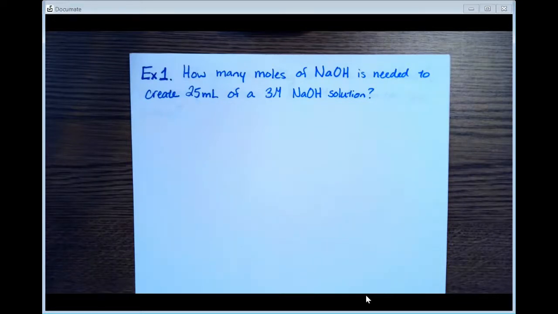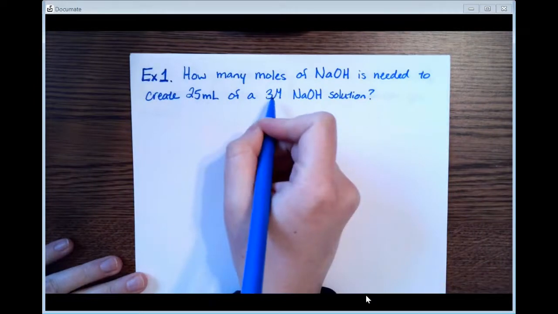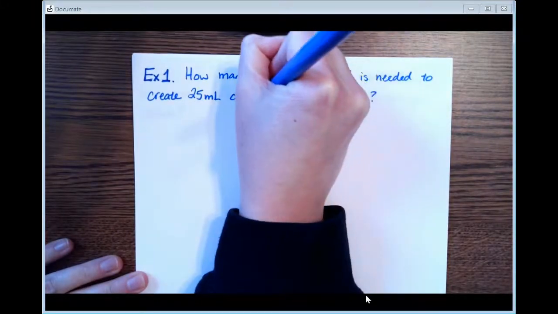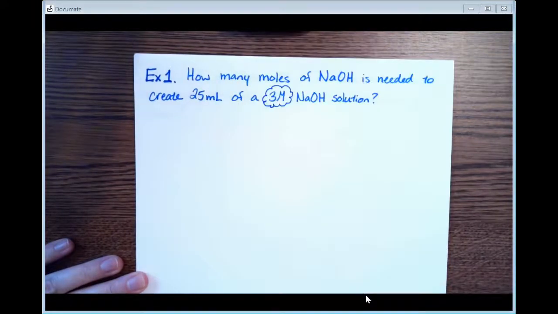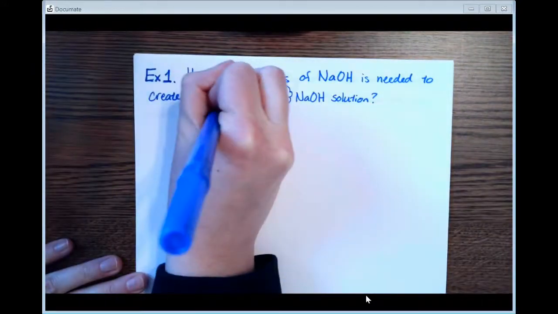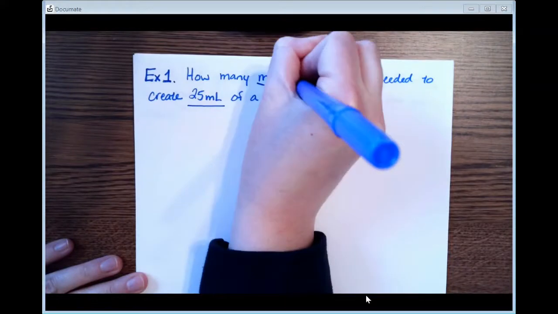So as always, we're going to underline what we're given and circle what we want to find. Now remember, the molarity, that value right here, that is never going to be our given. So I'm going to bubble it in because it's important, but I'm not going to have it be one of my givens. So my given is 25 milliliters, and I want to find the moles.